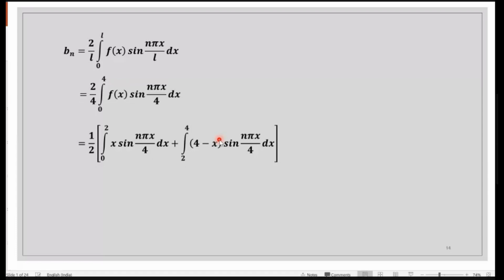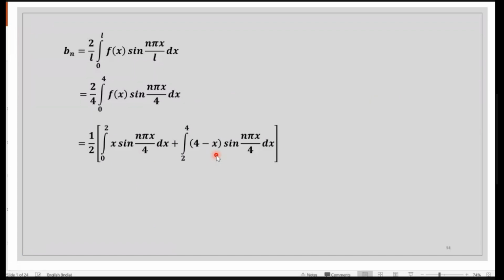2 by 4 will become 1 by 2. 0 to 4 को लिखेंगे 0 to 2 plus 2 to 4. 0 to 2 f of x का function है x and 2 to 4 the function is defined as 4 minus x. x into sine n pi x by 4 dx plus integral 2 to 4 4 minus x into sine n pi x by 4 dx.